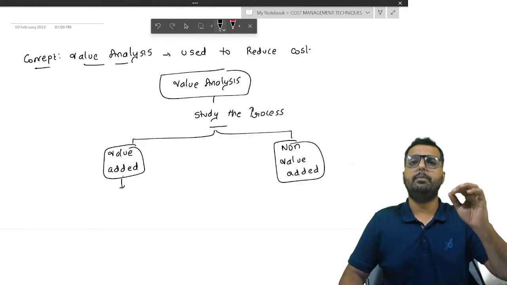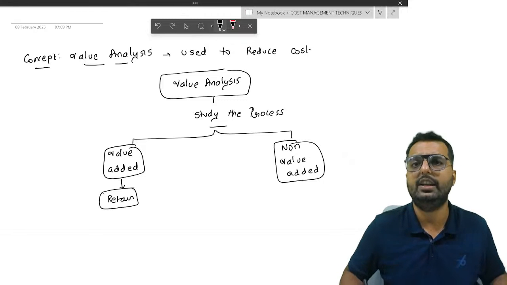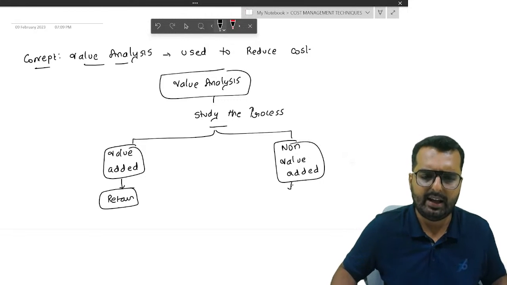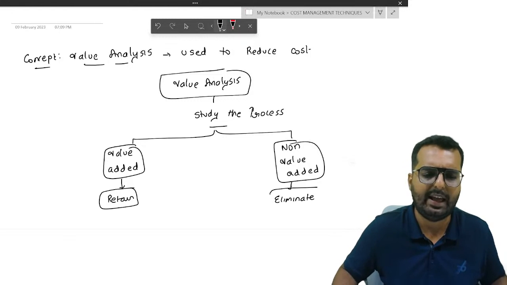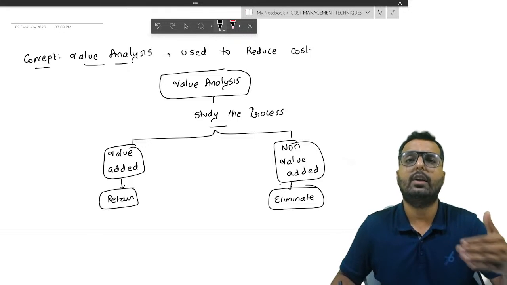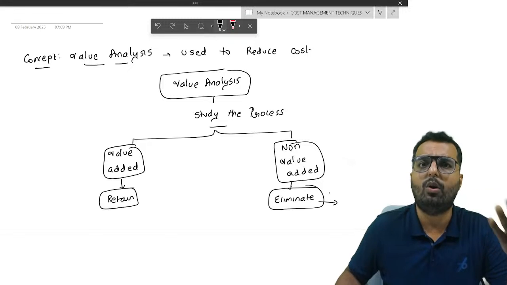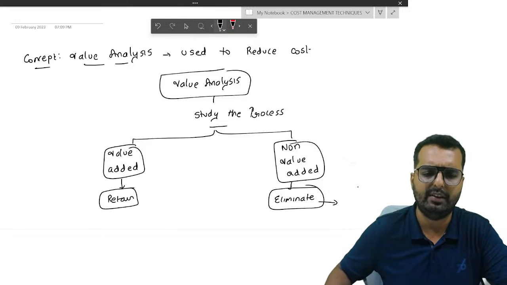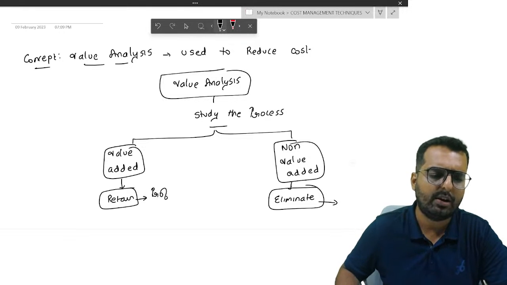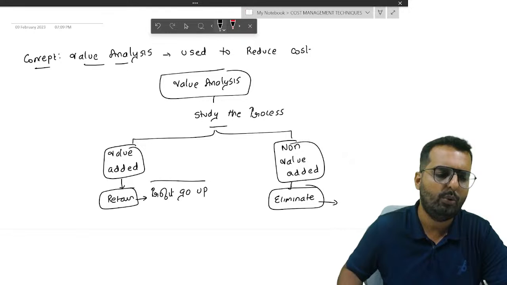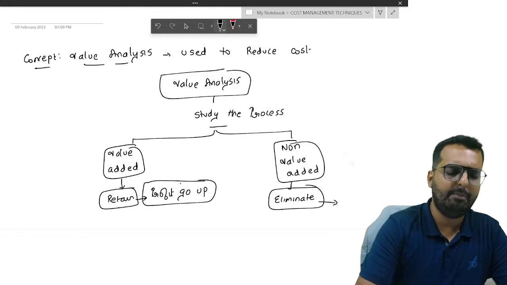Value added activities are important activities and these activities you are supposed to retain in your company. Whereas non-value added activities are those which are not very useful and therefore what are you supposed to do? You are supposed to eliminate them from the company. Once you eliminate all the non-value added activities from your process, automatically what will happen? Only value added activities will remain and your company's profit will start going up. Are you all clear with this part? I will give you a very simple example for this one.